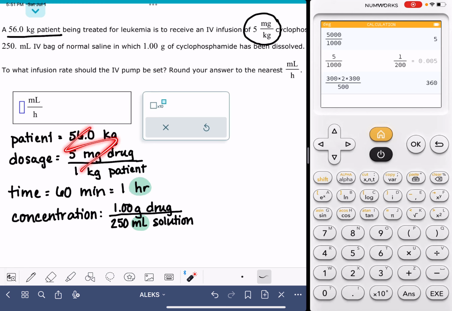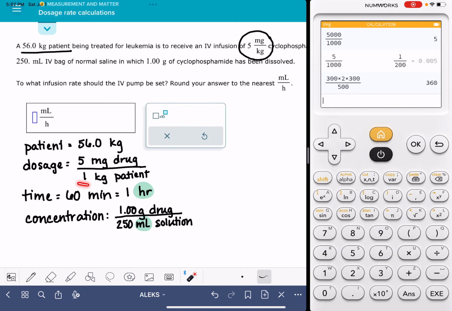So I've got all of this information. I need all of this information, but what I'm trying to do is do some unit conversions that are going to end up giving me an answer with units of milliliters per hour. So the first thing that I'm going to do is figure out how much medicine this patient actually needs based on the patient's mass and the dosage.